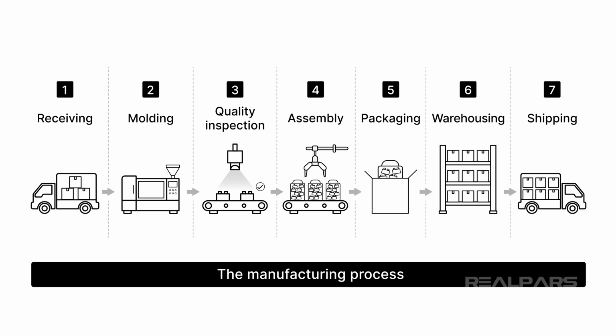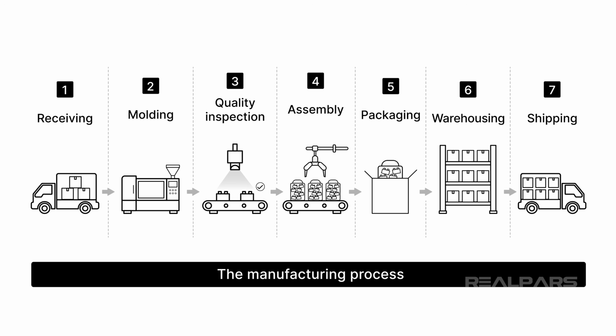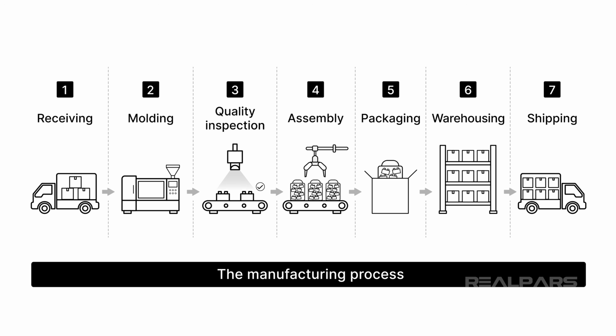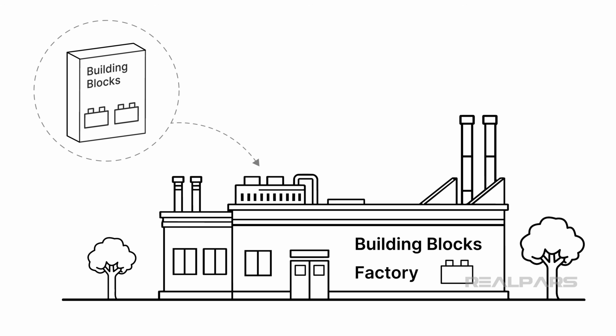Manufacturing is the process of transforming raw materials into finished products through a series of organized steps. In this video, I'll walk you through that process by following a fictional factory that produces plastic building blocks.